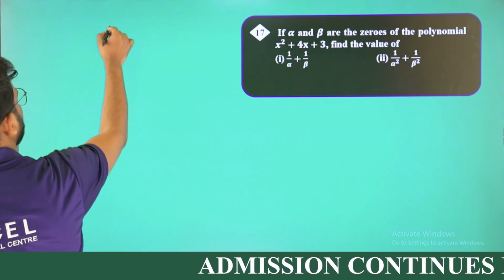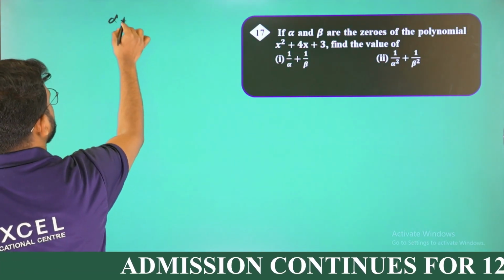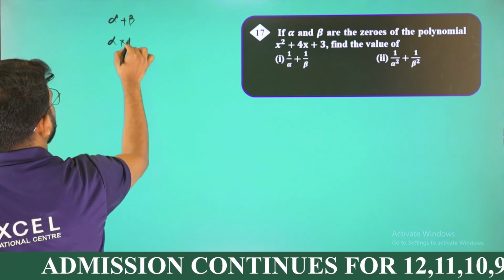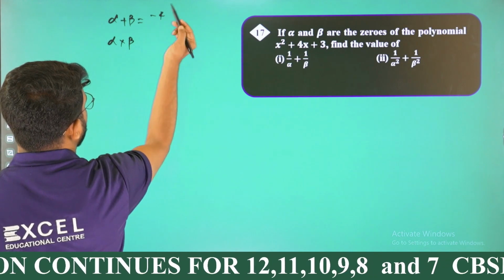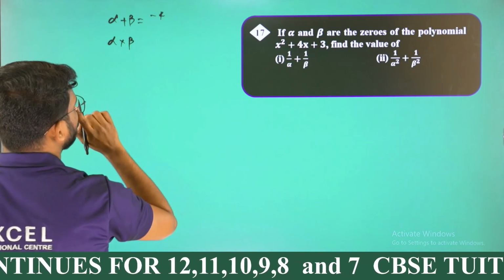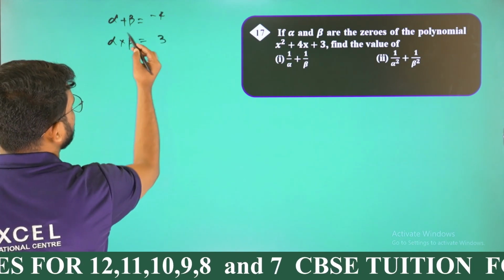First of all, we can list alpha plus beta and alpha into beta. Alpha plus beta is equal to minus b by a, which is equal to minus 4 by 1, minus 4. Then alpha into beta is c by a, which is equal to 3 by 1, 3.